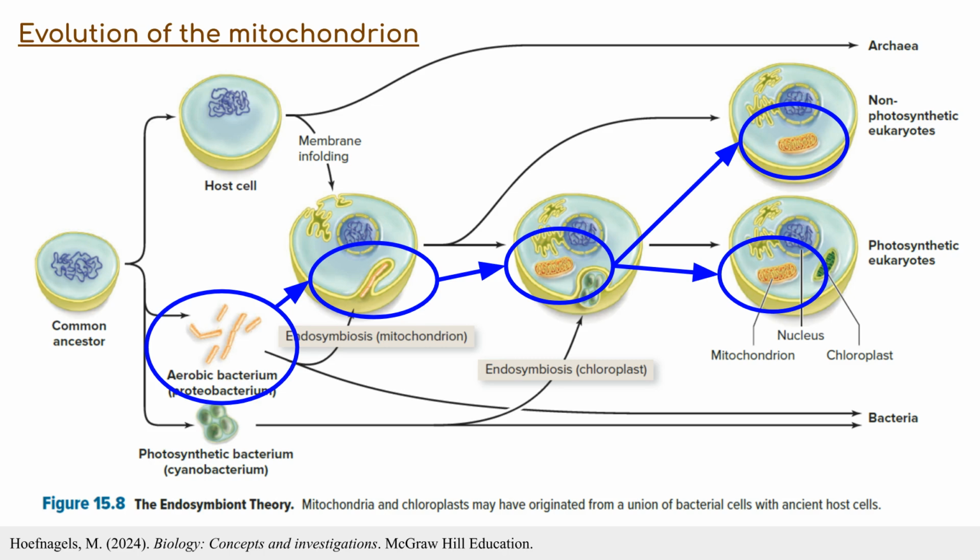Although plants have chloroplasts to make glucose through photosynthesis, they still need mitochondria to break down that glucose and produce ATP. Animals, which do not photosynthesize, also rely on mitochondria to produce ATP from food. This is why both plants and animals contain mitochondria today.